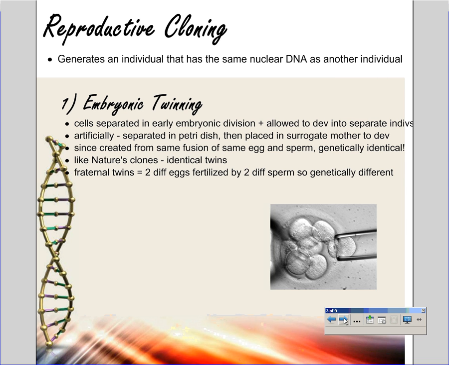Okay, so because they started from the same egg and sperm, the DNA is identical to each other. So they are like nature's identical twins, but they're made in a petri dish. So they would need a surrogate mother.